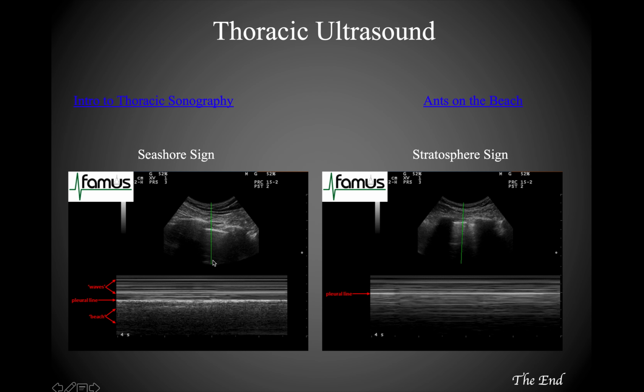And so when you look at this in cross section, so that's what this image down here is representing, you can see that it looks like you have these sort of waves, which are the soft tissue that is external to the lungs, the pleural cavity. Then you have the pleural line, so this is the interface between the parietal and visceral pleura. That's where we have that little bit of pleural fluid. And then below that we have what we call the beach.